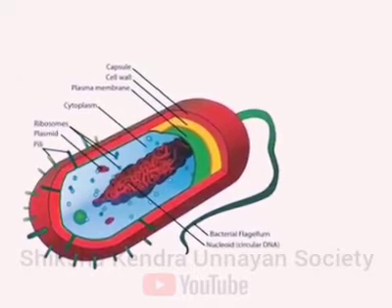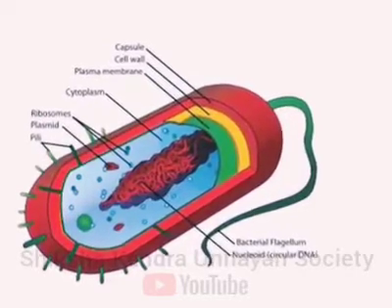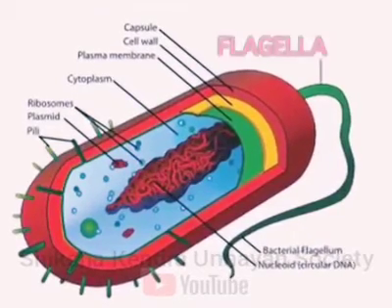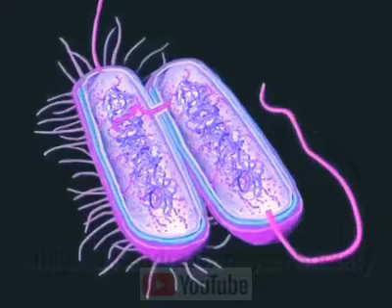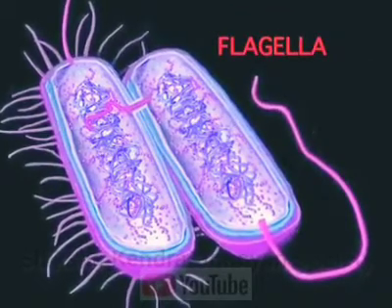You can see here in the diagram that a long thread-like structure is present, which is much thicker than the pili that I have just told you about. This is known as the flagella. These flagella make the bacteria move about freely. The cell organelles are absent in these prokaryotic organisms, except that they contain ribosomes, which are required for protein synthesis.